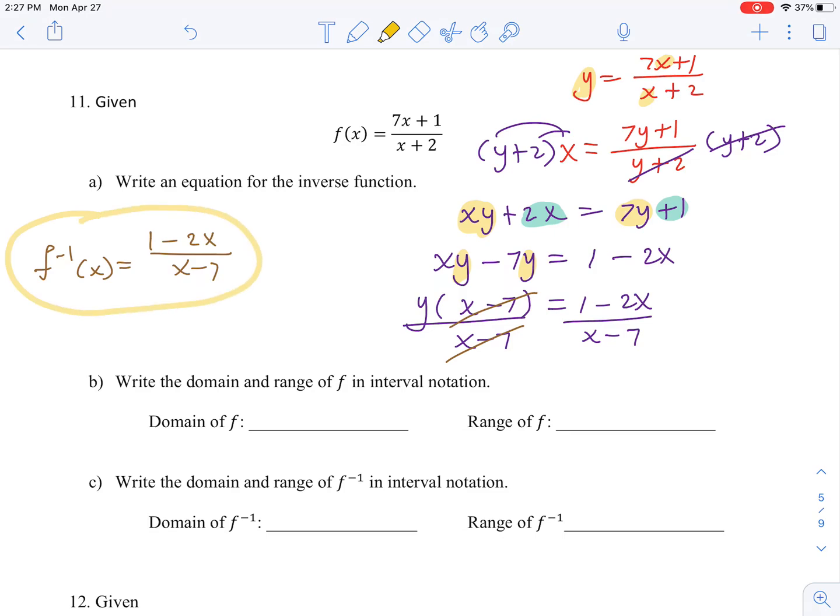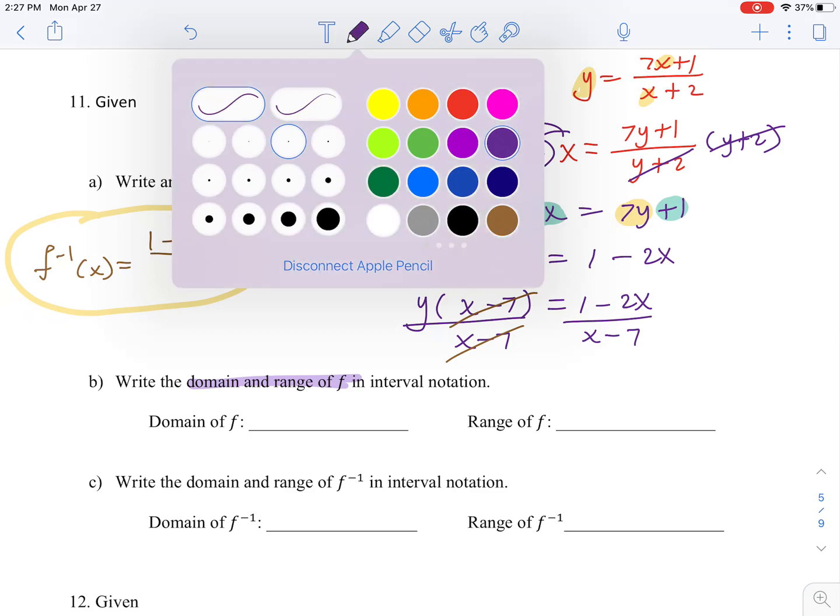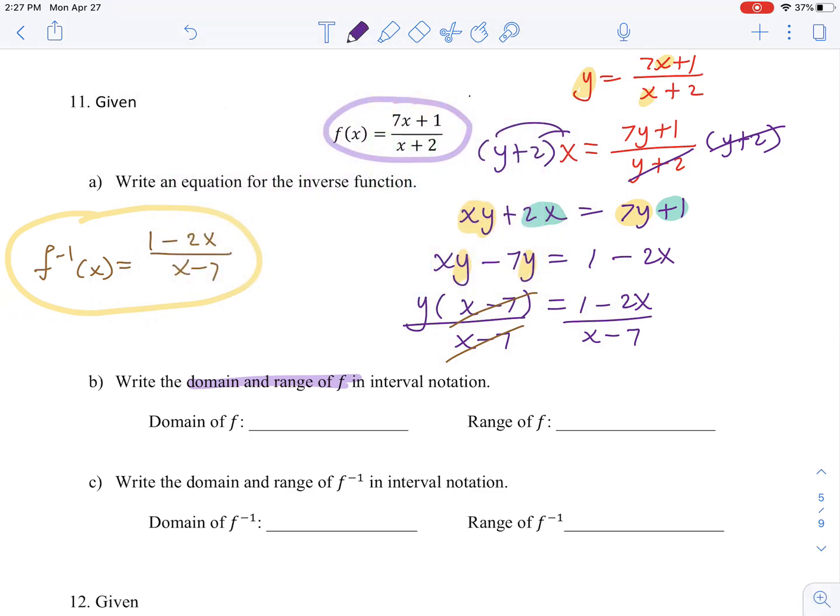Now let's talk about the domain and range of both functions. So first, they want you to write the domain and range of f in inverse notation. Now take a look at this function. Notice that we have x plus 2 in the denominator. So the domain is x cannot be equal to negative 2. Why do I say that? Because when x is negative 2, what happened to the denominator? It's going to give you 0, right? So x cannot be equal to negative 2, and that is the domain of f. That's the domain of f, right?